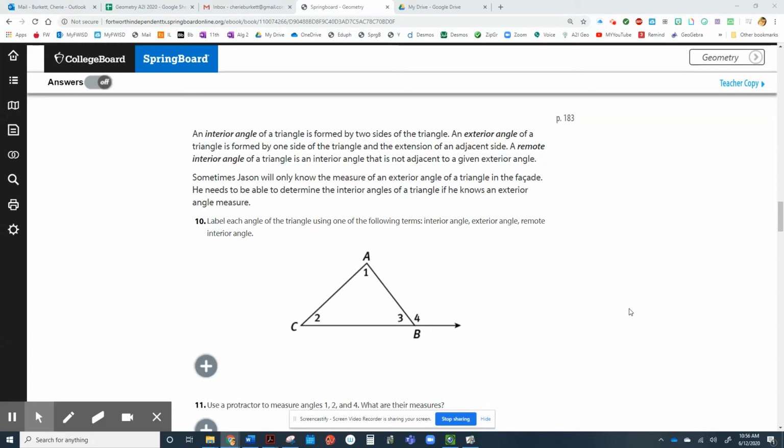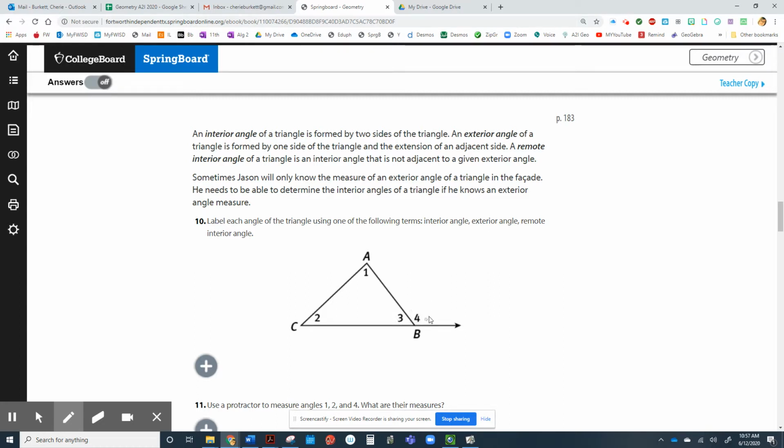Okay, so we're going to start this first bit of the video with a few vocabulary words. For example, we want to talk about what an interior angle is. In this picture, we have this triangle right here, and this triangle has three angles: angle 1, angle 2, angle 3. Since they are all located inside that triangle, they're considered interior angles.